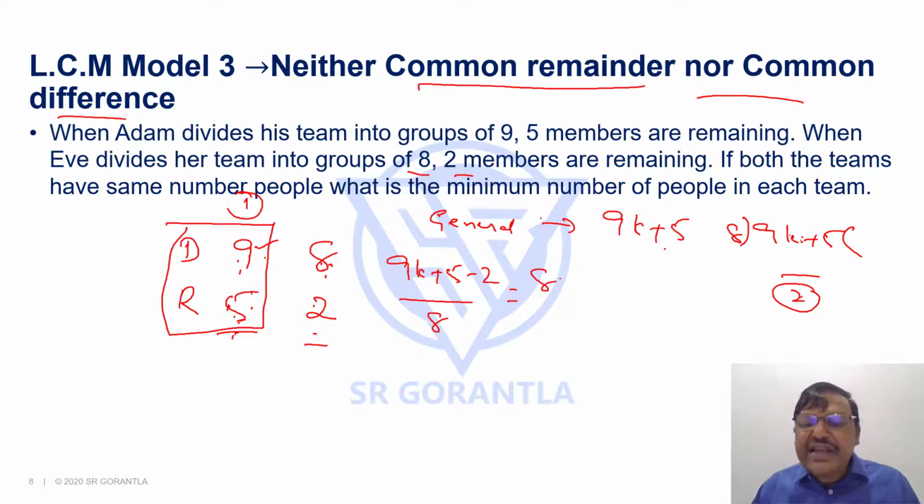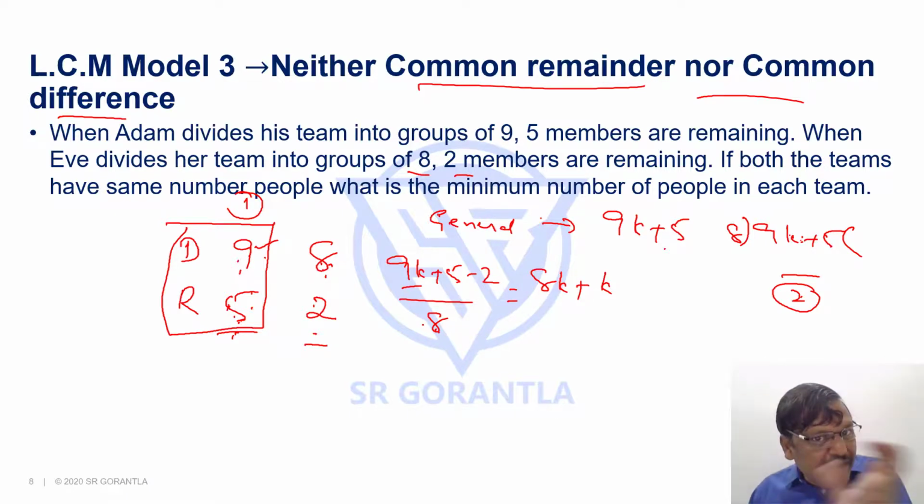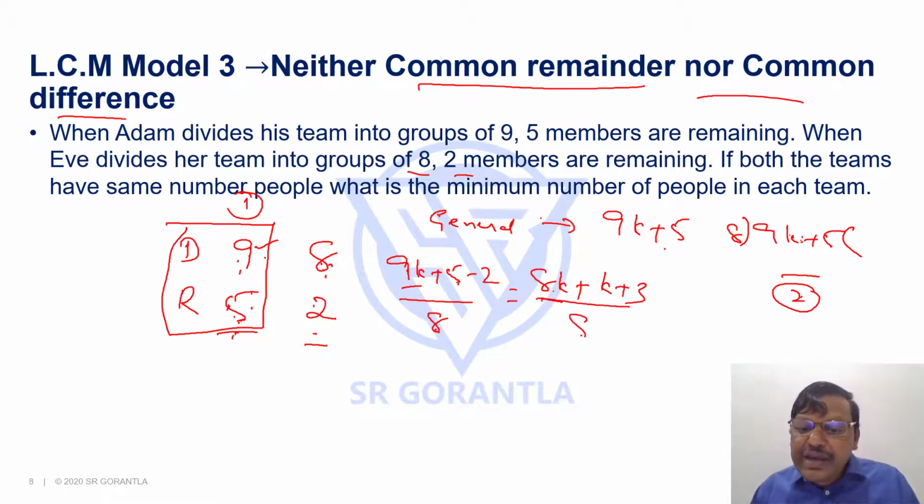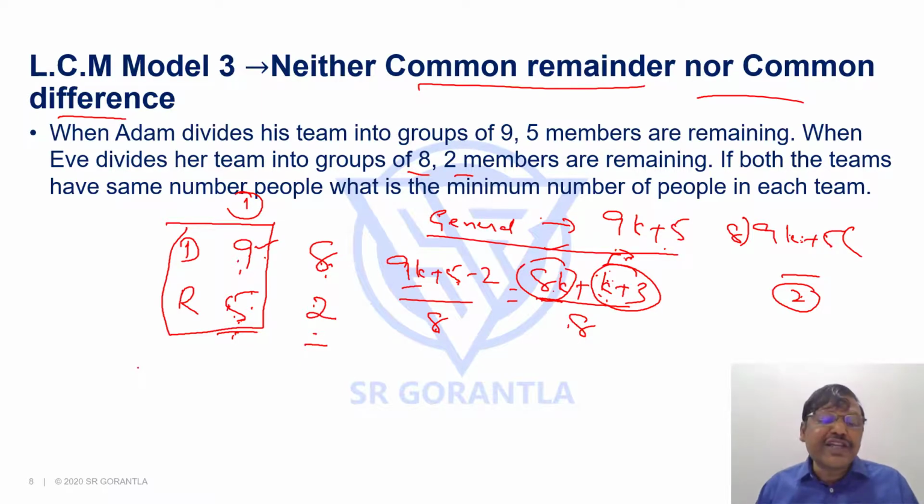9k, can I write it as 8k plus k? See, every time you break the bigger number into its multiple and non-multiple of the divisor, so that the bigger portion will go, you have to try with the smaller portion. So 9k I can write as 8k plus k. 5 minus 2 will be 3. Now 8k plus k plus 3 is divisible by 8, which means 8k is already divisible. So k plus 3 should be divisible by 8. What is the minimum value of k? The minimum value of k is 5.